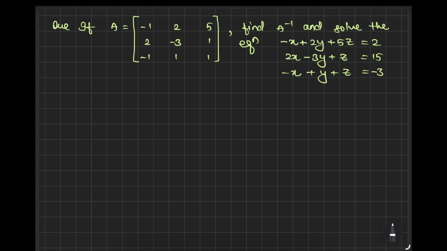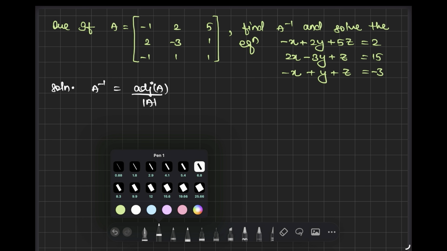So, we are back with a wholesome new question which says: if A equals this matrix, find A inverse, and then solve this equation. Later you have to solve this equation. First we will try to find A inverse. You know that A inverse is nothing but adjoint of A divided by determinant of A. So first we will try to find the adjoint of A.